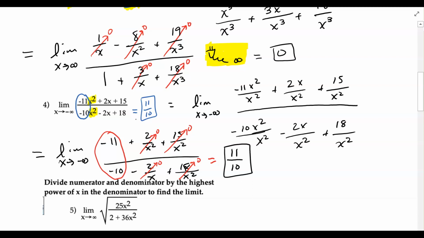I'm going to stop here. The next problem that you see there at the bottom will be part of the next video.